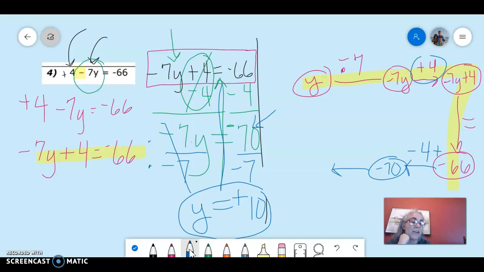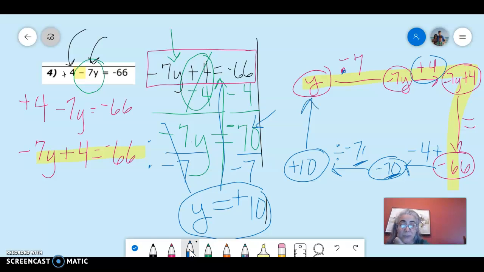Then when I come over here, I'm going to do the opposite of this multiplication, and I'm going to divide by a negative 7. Negative 7. Make sure you're keeping your signs, okay? It's very important to keep up with the negative sign. Now, a negative divided by a negative, we know is a positive. And 70 divided by 7 is 10. And that's going to be my answer, y equals 10.